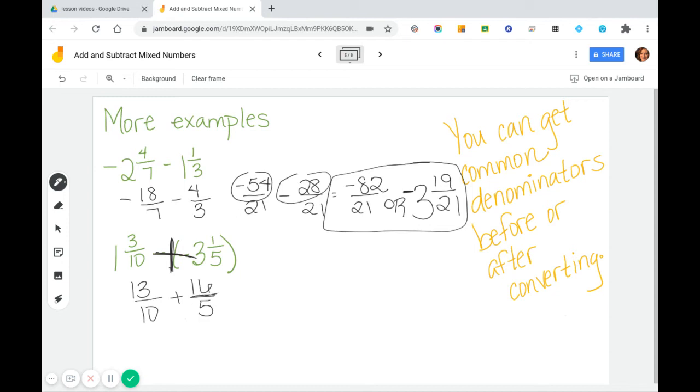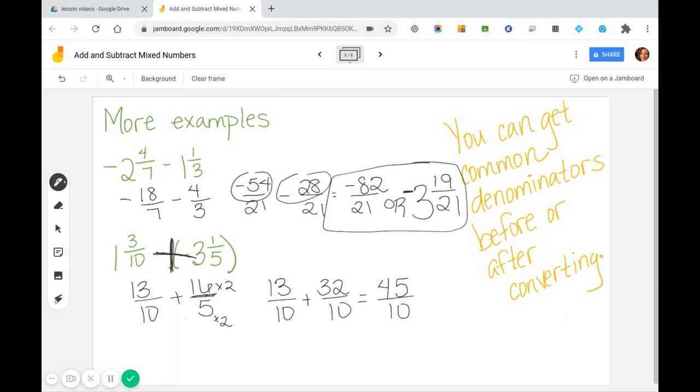I need a common denominator. You can use anything that they both go into. But if they both go into 10, I'm just going to take a shortcut and not change the first one. So I'm going to rewrite this as 13 over 10 plus, to get from 5 to 10, I multiply by 2. So then I take 16 times 2 and I get 32. I'm going to keep the 10 where it is. On the top, I'm going to take 13 plus 32 and I get 45.